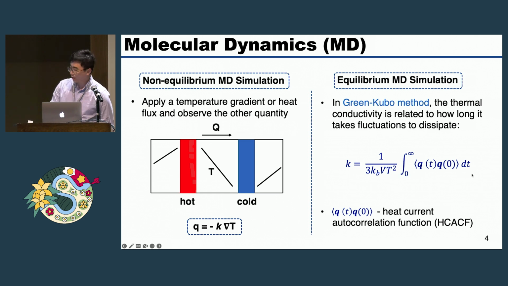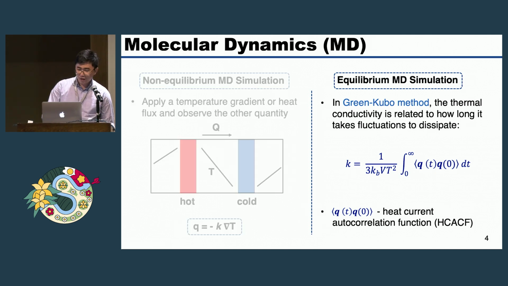The second one is equilibrium MD simulation. It is based on the Green-Kubo relation. The Green-Kubo relation states that the thermal conductivity is linearly dependent on time-dependent fluctuations in the heat flux, a quantity called the heat current autocorrelation function. This means that if there is a strong correlation between heat fluxes at different time steps, then the thermal conductivity is high. We focus on equilibrium MD simulation in my research.